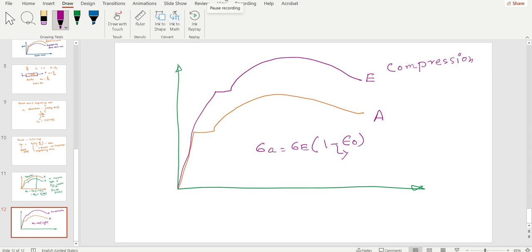So let's end this discussion regarding the stress-strain curve of mild steel.